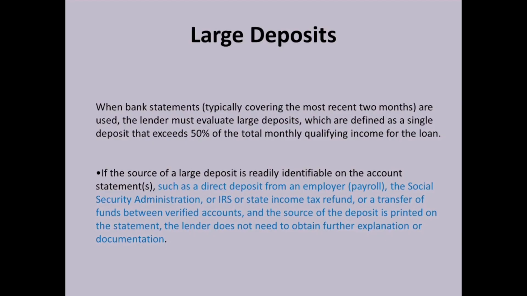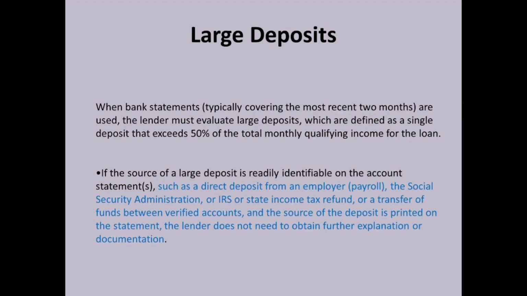Previously the large deposit threshold was 50% for the conventional loan and 1% of the sale price or the average, whichever is less, in the FHA. But now the guideline has changed, so we have to check 50% of the total qualifying income. That will be the large deposit threshold for all the loan types, which is 50% of monthly qualifying income. So note it down here: monthly qualifying income.